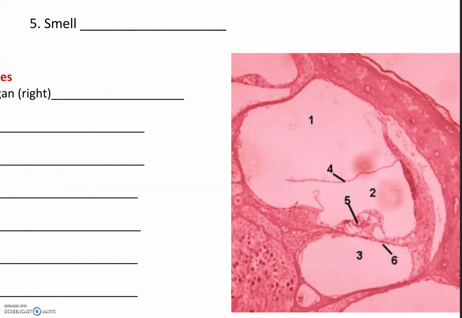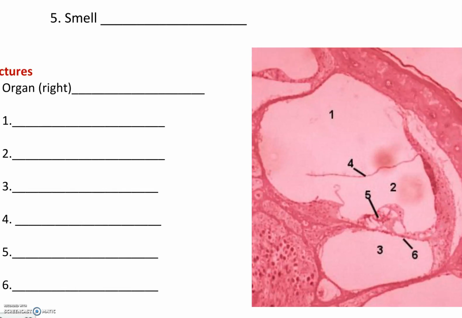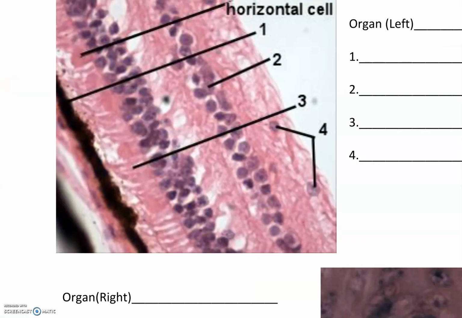So on the last page of the follow-up, this is how I would ask this on the test. I might ask you what organ this is and what the structure is. So this organ would be a cochlea. And then here's the scala basale. Here's the basilar membrane. Here is the vestibular membrane, scala tympani, scala vestibuli, cochlear duct, and hair cells.